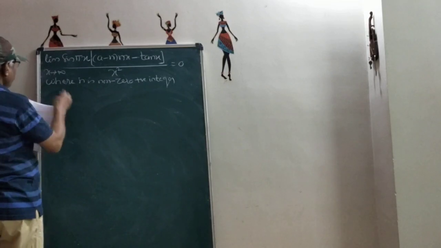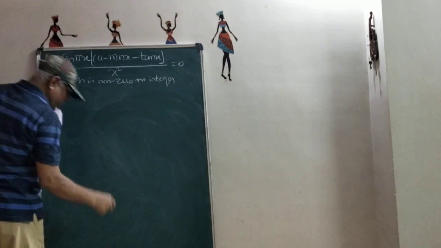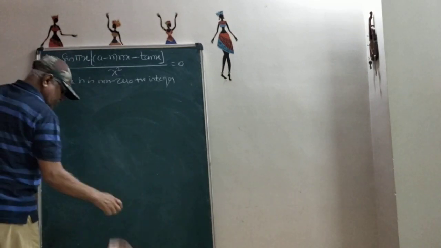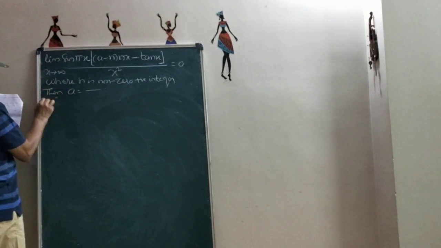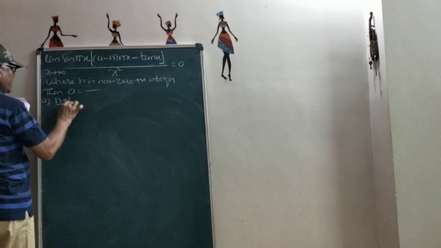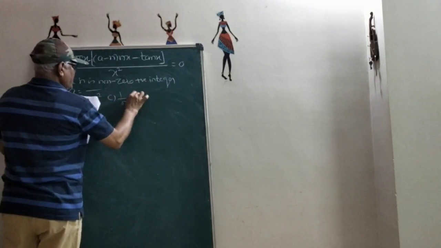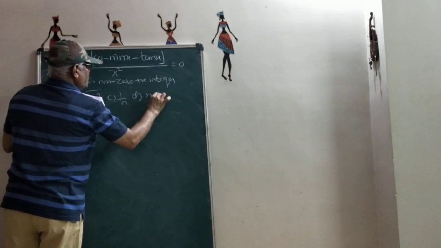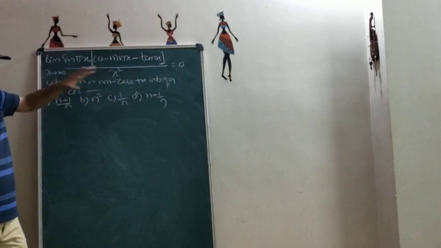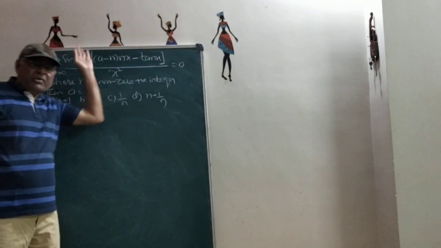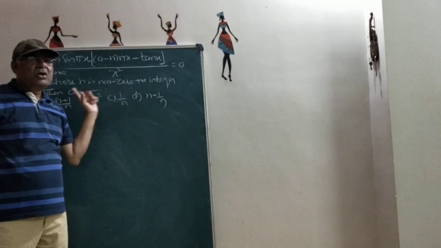Then for the limit of this expression, we are going to calculate the value of a. Then a equals: the first option is n plus 1 divided by n, the second option n square, the third option is 1 by n, and the next one is n plus 1 divided by n. The value of this limit is equal to 0. Instead of calculating the limit, the value of the limit is given. What is the value of the limit? It is 0. So if the limit is 0, then what is the unknown a value here?